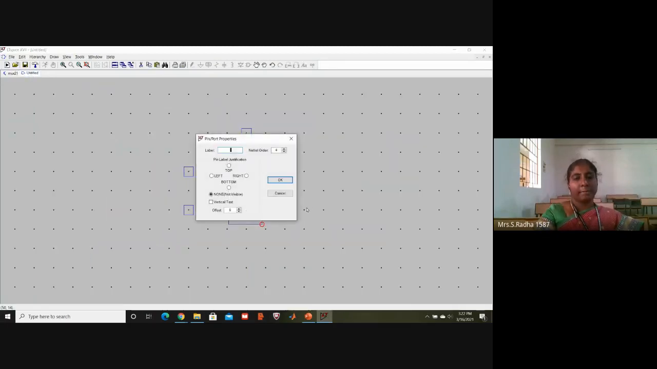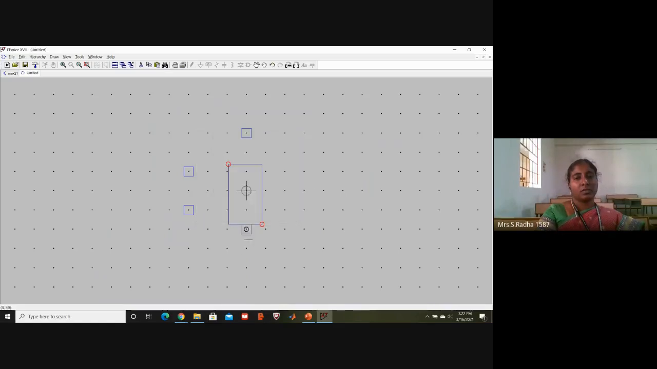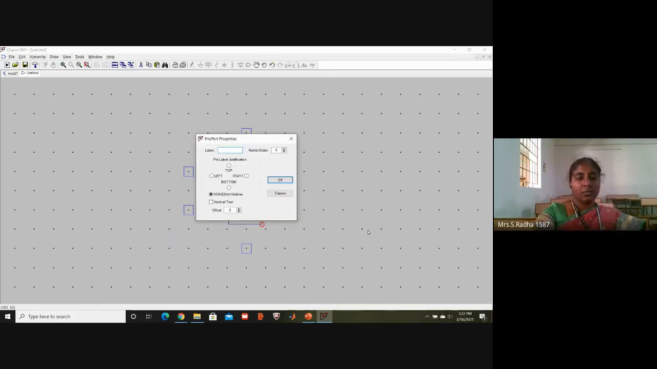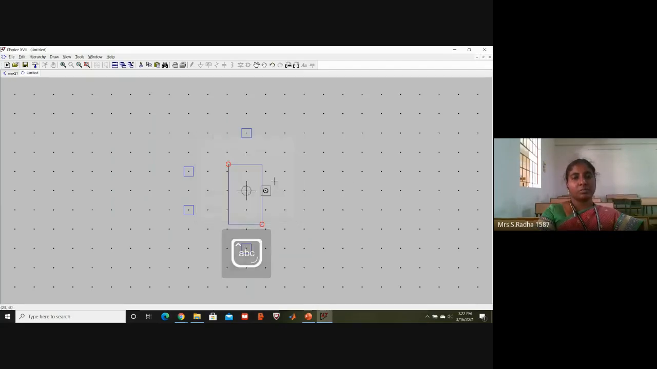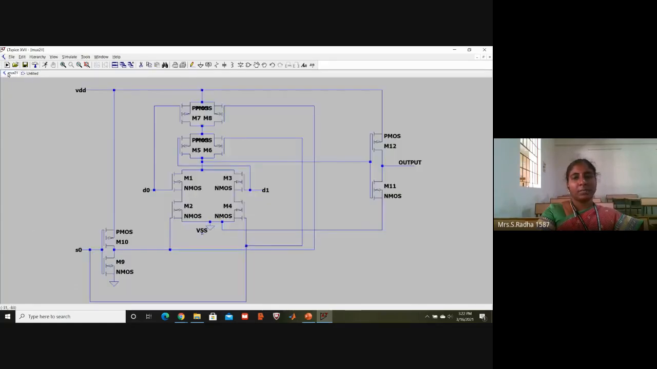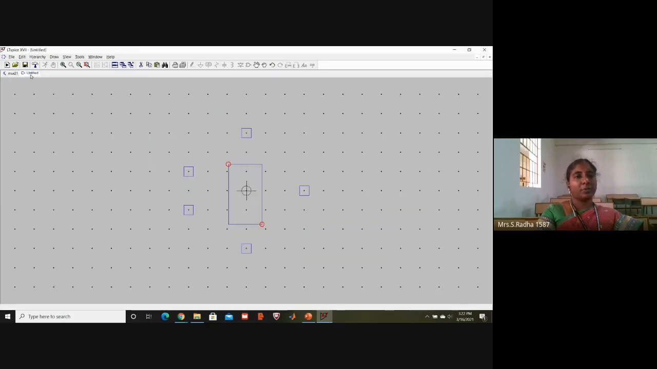Go to P and S0, S0. Okay, you keep it somewhere here, S0. And again P, output. It was in cap letters, I think. In the schematic, whatever we have used, same thing we have to use here also in symbol. If you don't remember, you can check the schematics and go with it. Okay, output, full caps. So I am using full caps for the output pin. Same name you should give.